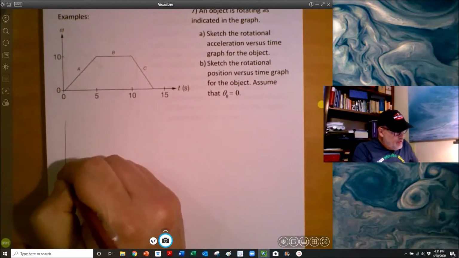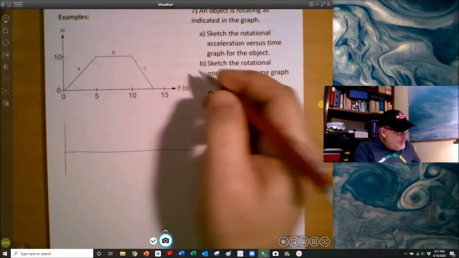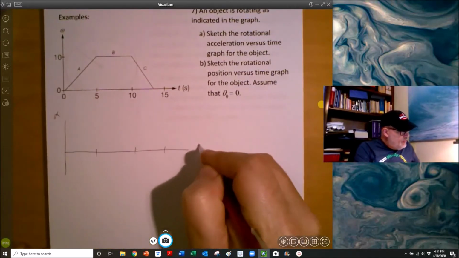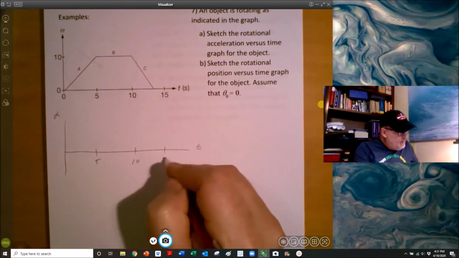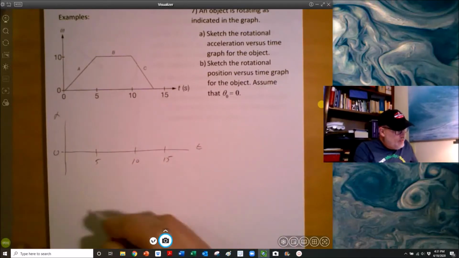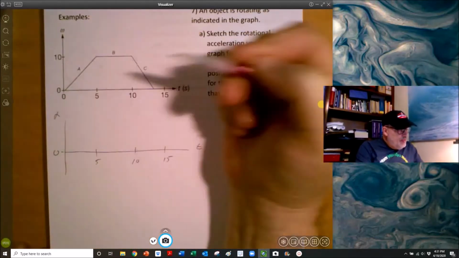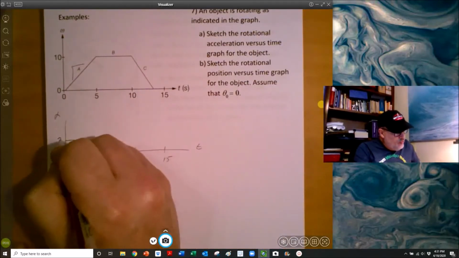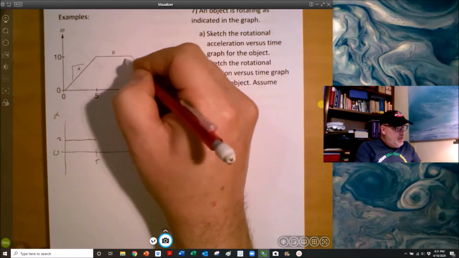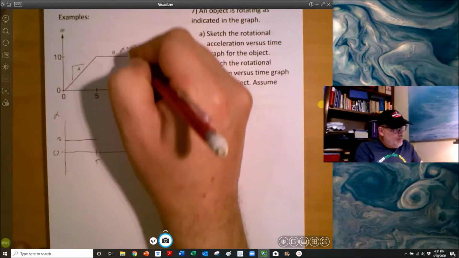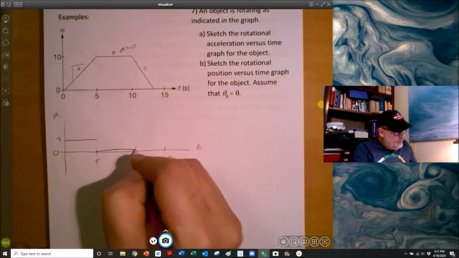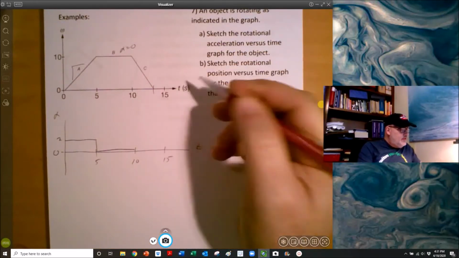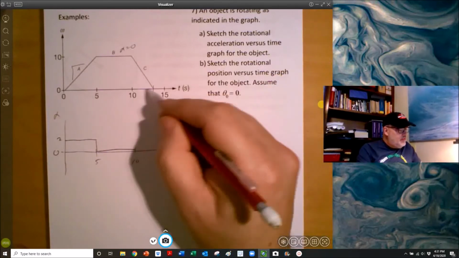I'm going to draw mine right here and line up my times. So that's alpha versus t, that's 5, 10, and 15 seconds. Here's 0. So we start with a slope over here of 10 over 5, so that would be 2. And then we have a slope of 0, so alpha equals 0 here. And then we have a steeper slope here. Now they didn't tell us what this is exactly.